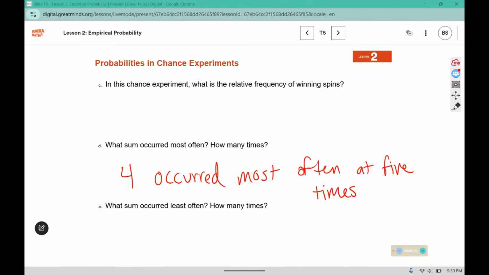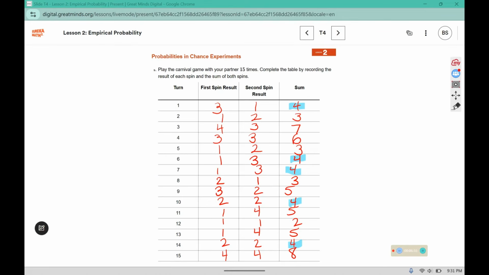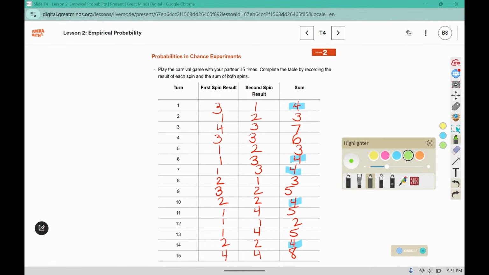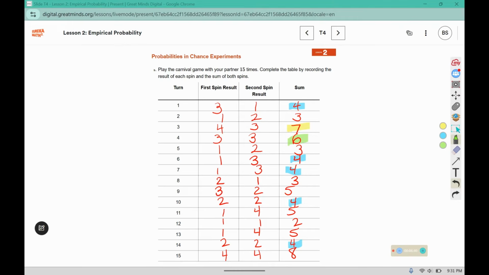What sum occurred least often and how many times? Well, let's see. 7 only showed up once. 6 showed up once. 8 showed up once. And 2 showed up once.